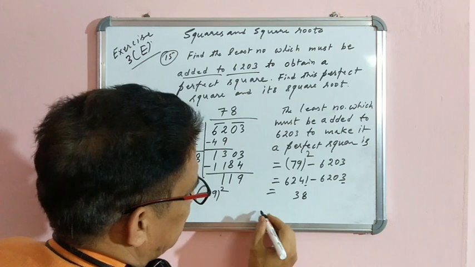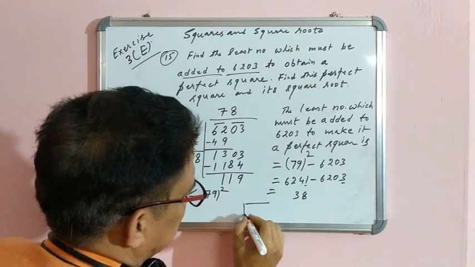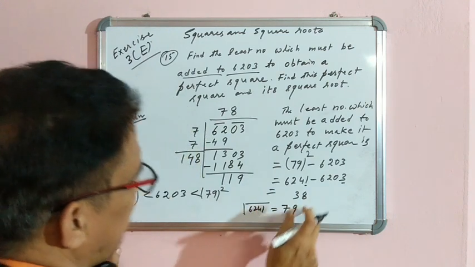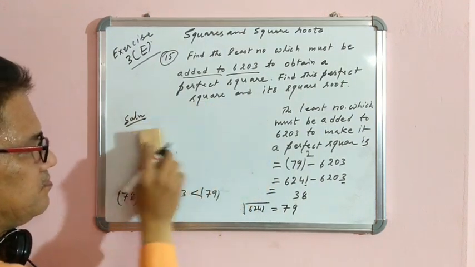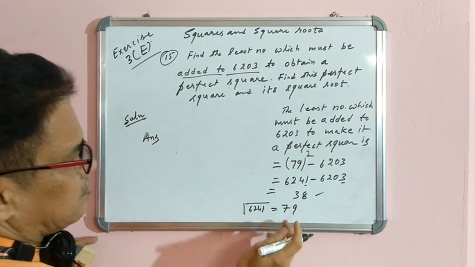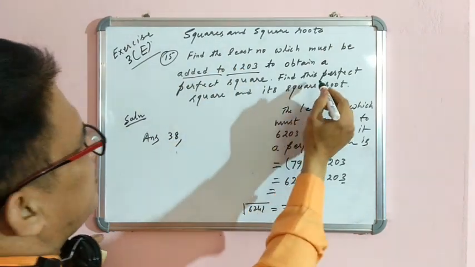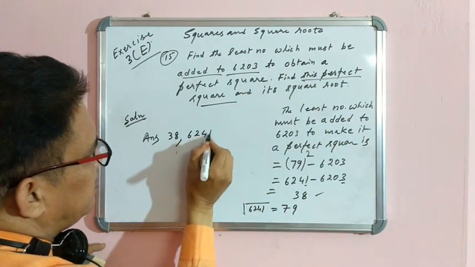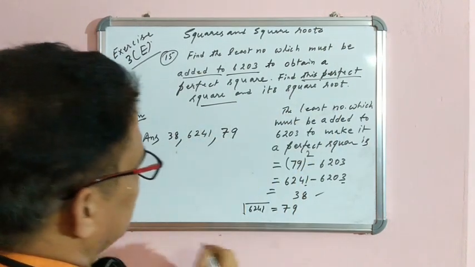The least number is 38, the square number is 6241, and its square root is 79. So we have got all the three answers here. I am writing the answers here. First answer, the least number which should be added to this is 38. Second answer, the perfect square is 6241, and its square root is 79. So this question is over.